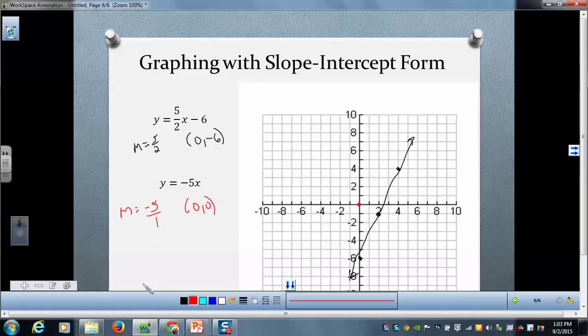it over 1. So from the origin, or 0, 0, I'm going to go down 1, 2, 3, 4, 5, and over 1. All right, now notice I may want to reverse it this time, so I'm going to go up 1, 2, 3, 4, 5, and then back 1, all right, to create my line. All right, and that's graphing in slope-intercept form.